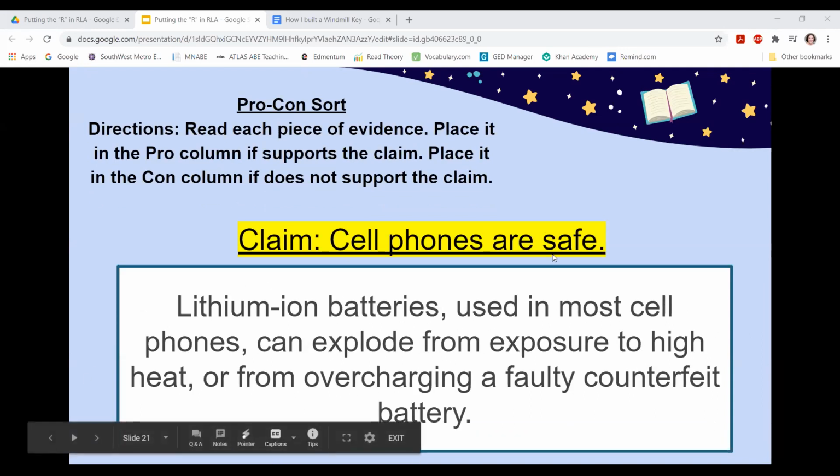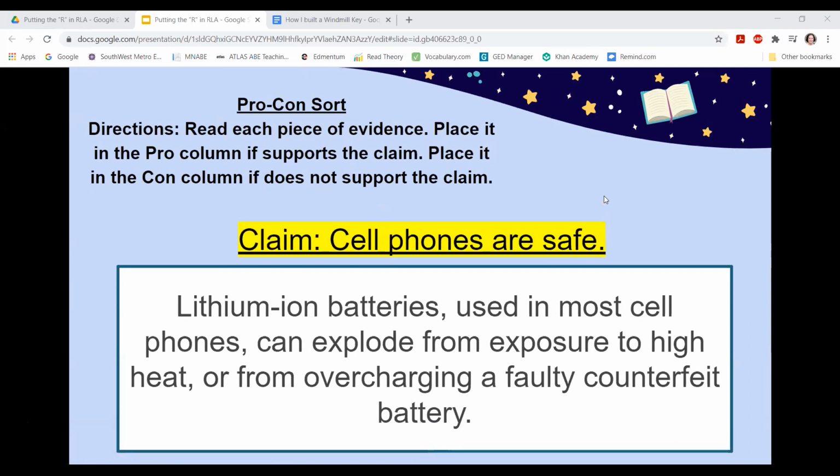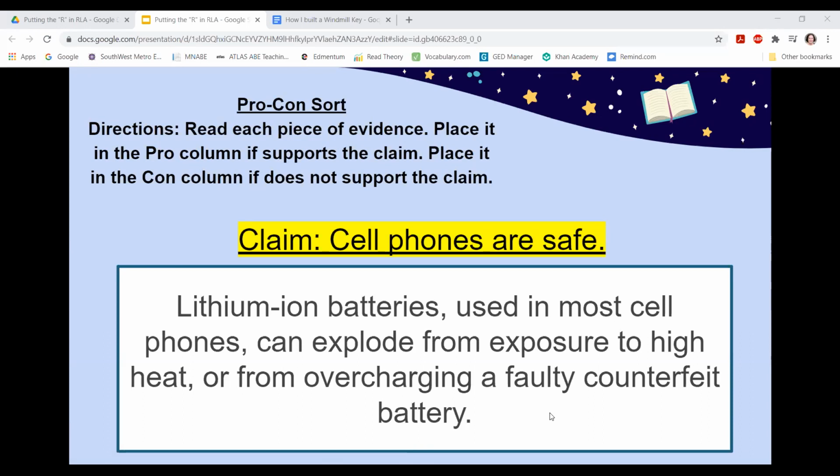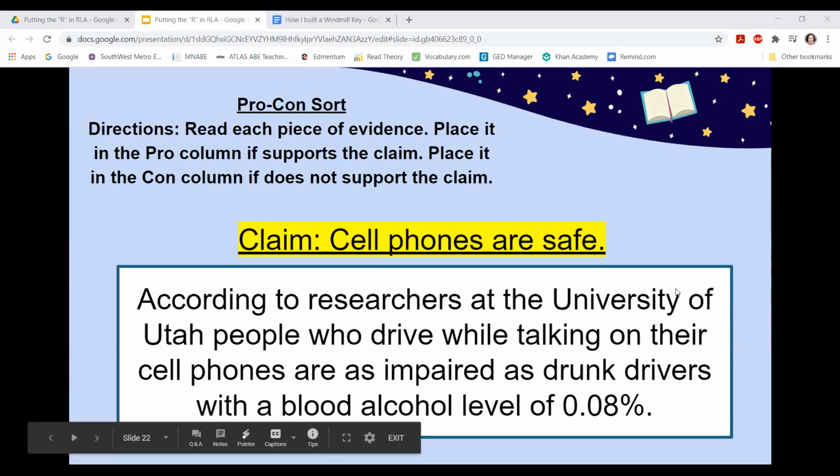I would recommend keeping your claim the same and changing the evidence, because if the claim keeps changing, it can create a great deal of confusion. So keep the same claim for the whole activity and change the evidence. Same thing, would this be a pro or a con piece of evidence? The third piece of evidence, same question.